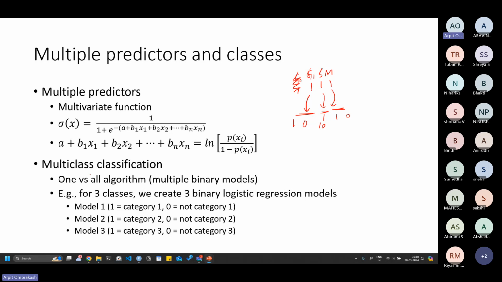Right. And if we have multi-class classification, what we can do is create binary models for each class. So let's say you have three classes, then you create three models. Model 1 will just check if it is category 1 or not. Model 2 will just check if it is category 2 or not. Model 3 will check if it is category 3 or not. And when we are taking the predictions, we basically pool the answers from all three models.